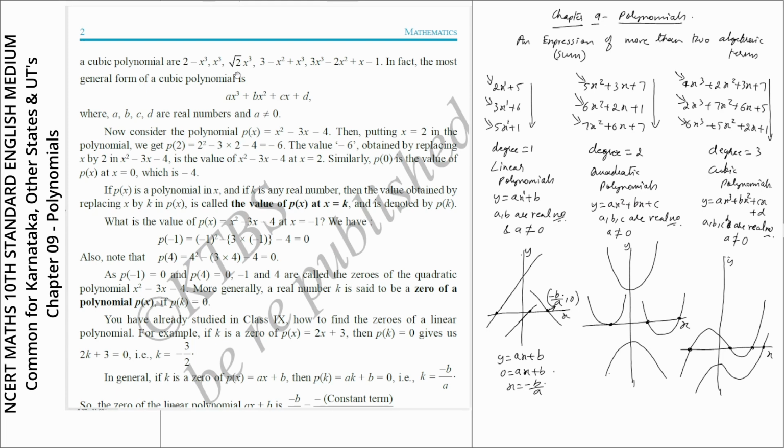Other examples are root 3 x cube, then 3 minus x square plus x cube, and 3x cube minus 2x square plus x minus 1. See, in this last example, 4 terms are there. All the coefficients of x are there. So a is 3 here, b is minus 2, c is 1, and d is minus 1.